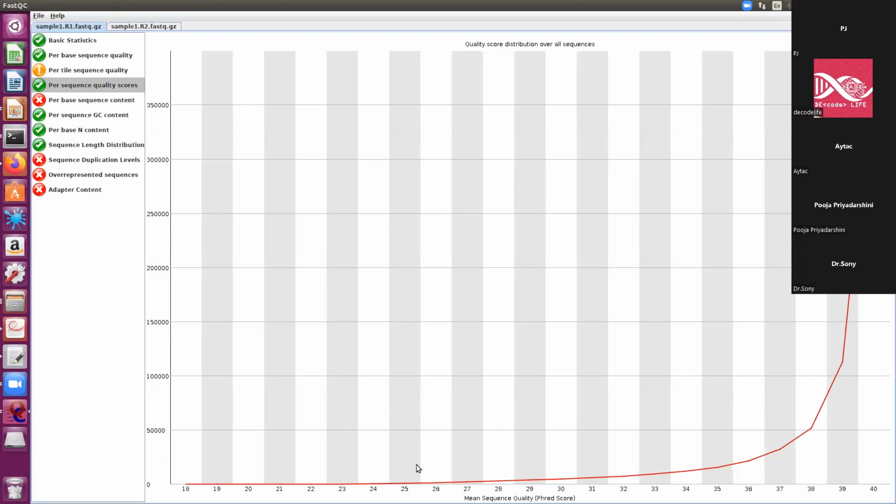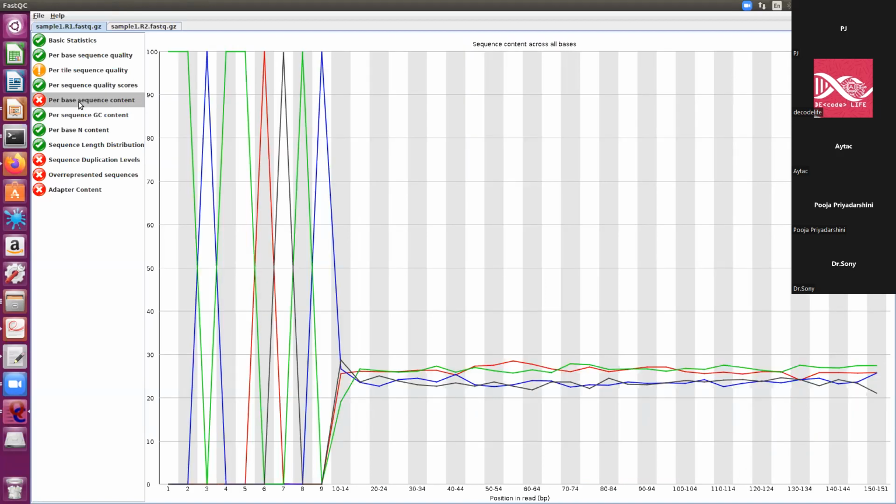The next important check is per sequence quality score, meaning every sequence. We had several thousands of sequences. Here it is showing the number of sequences, and here the quality of those sequences. The majority of sequences which our read one has captured are above Q30, which was shown in the earlier figure also, but it is explained here in terms of number of sequences. So this is also a green tick, because it shows that good quality sequences are present in our read one.